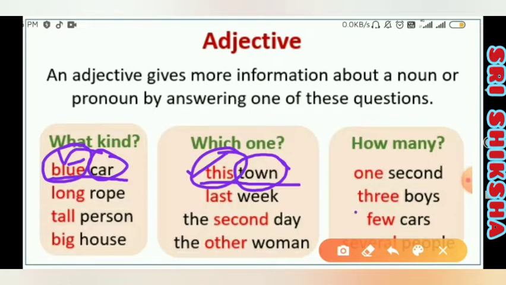Here the phrase is "three boys." Boys naturally is the noun. How many boys? Three boys. So the word three tells us about the number of the boys, and that's why the word three works as an adjective.